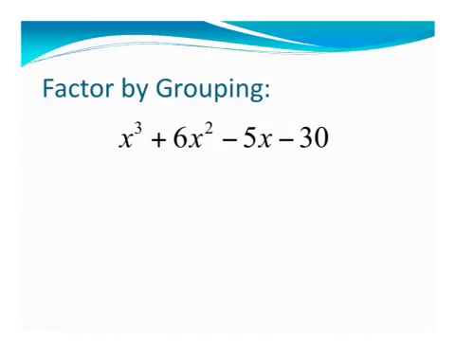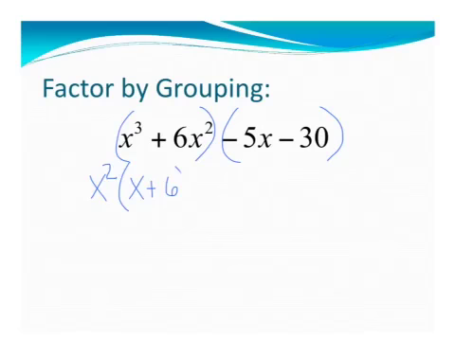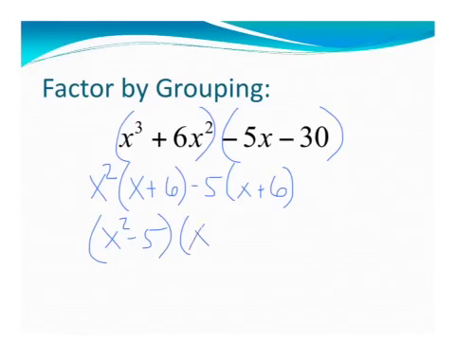Alright, so we want to factor by grouping. This is kind of like what we did with rainbow method, but a little bit different. So we got these two here and these two here. I'm going to take out my GCF, so I get x squared, and I'm left with x plus 6 in here. This next one, I'm going to take out a negative 5, and I'm left with x plus 6. So notice once again my same binomials. So I'm left with x squared minus 5 and x plus 6.